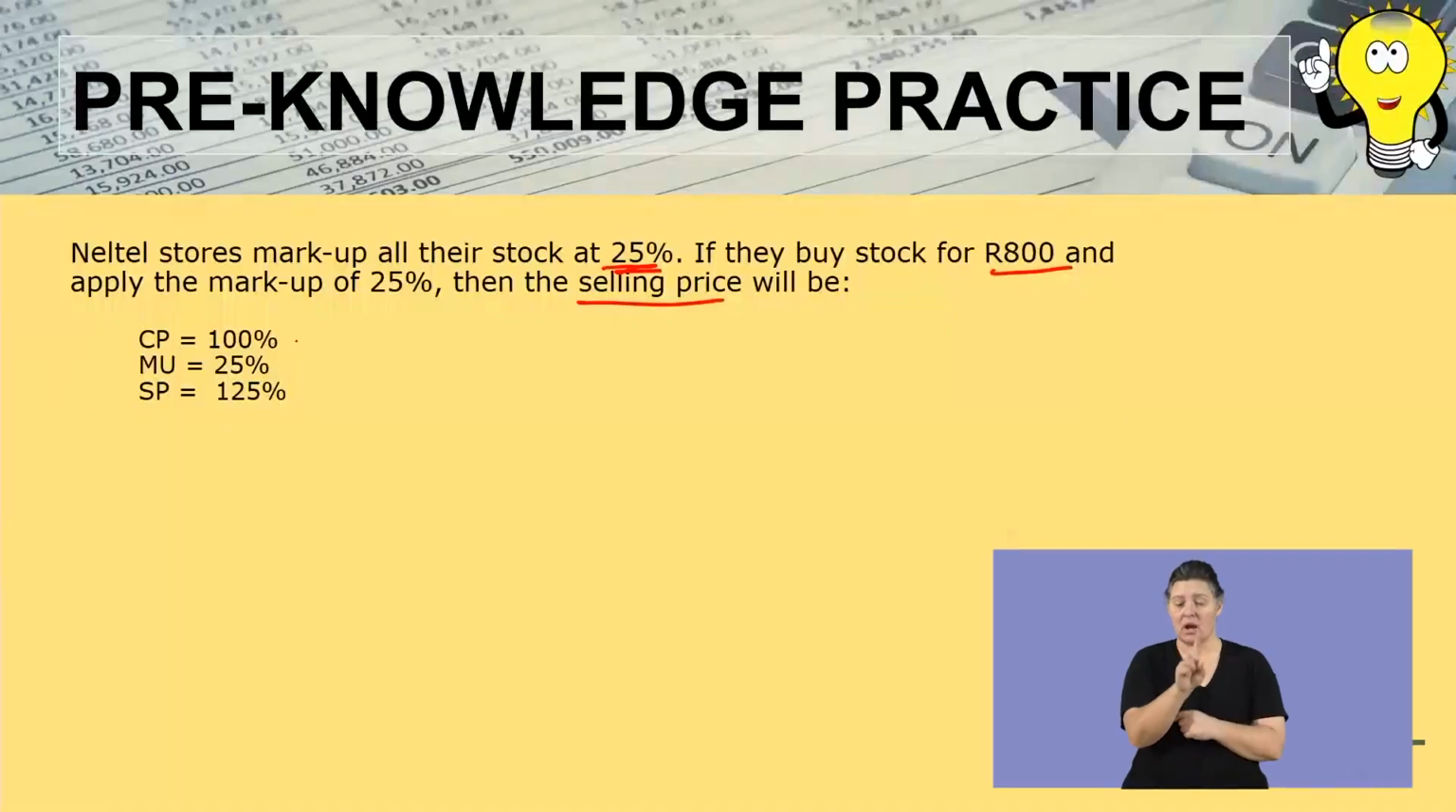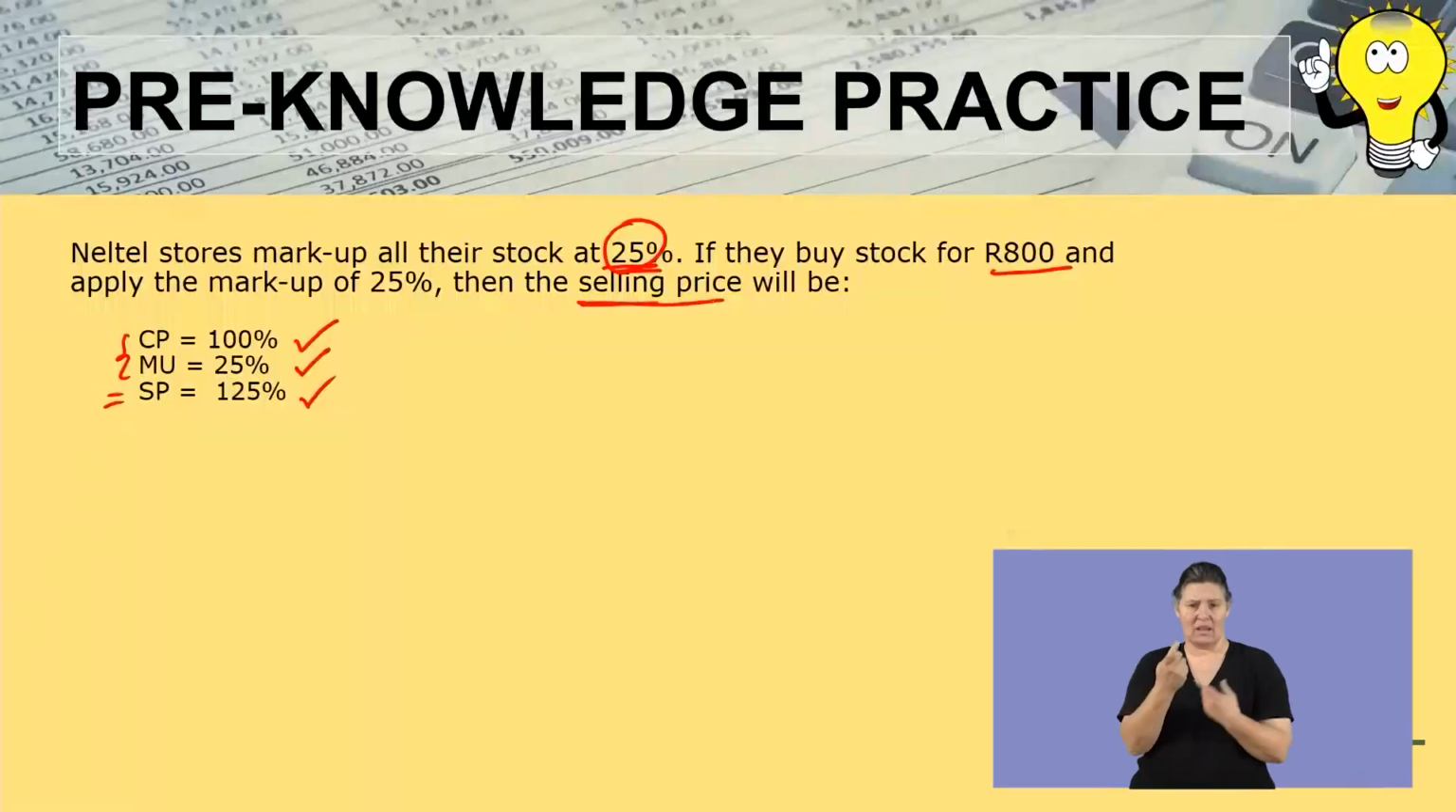Earlier on, I told you that the cost is 100%. The one that changes is the markup. In this particular question, they gave us 25%. Therefore, I bring my markup, which is 25%, and I add my cost price and my markup. It will give me my selling price. Therefore, my selling price becomes 125%. Remember again, what do they want us to calculate?